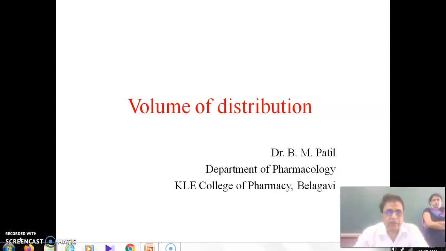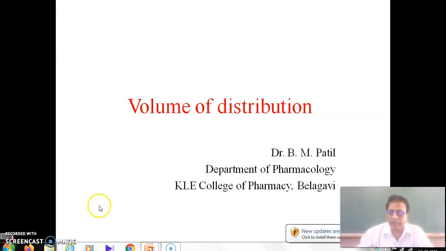Students, today we'll learn more about volume of distribution. For a clinical pharmacist, each pharmacokinetic parameter is very important. Out of such parameters, one is volume of distribution. And let us see how it is utilized by the clinical pharmacist during his practice.